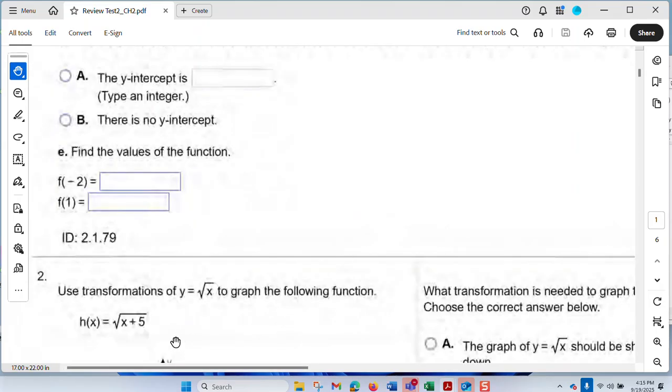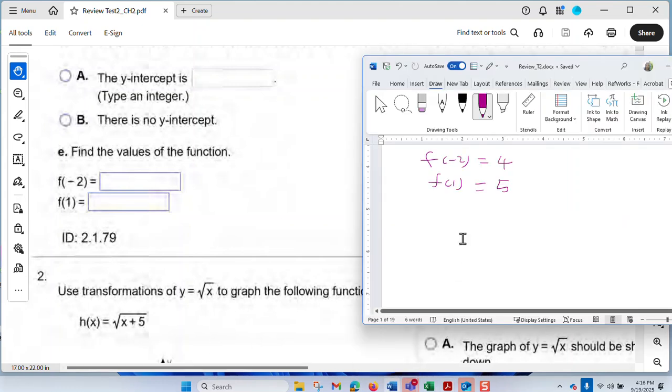Okay, second one, we're going to use the transformation of this graph to graph the following. All right, so how do you do this type of question? One thing for sure is you can graph it, all right? But before the graphing, we also need to know some of the basics, right?